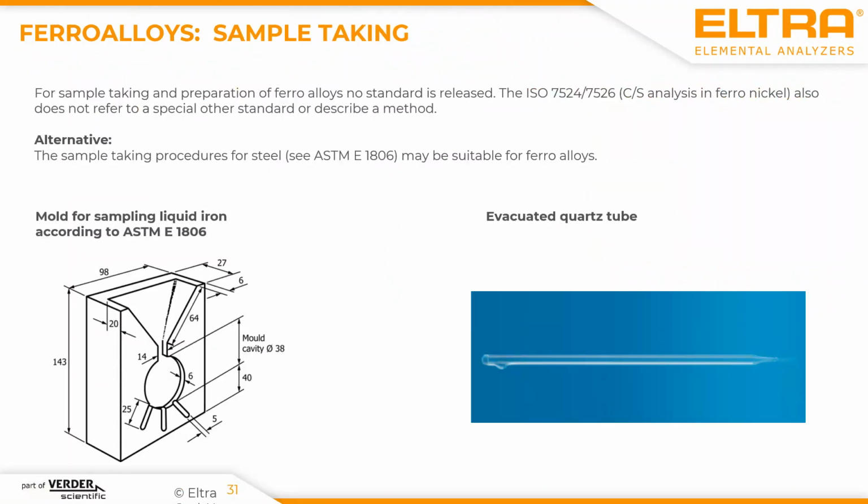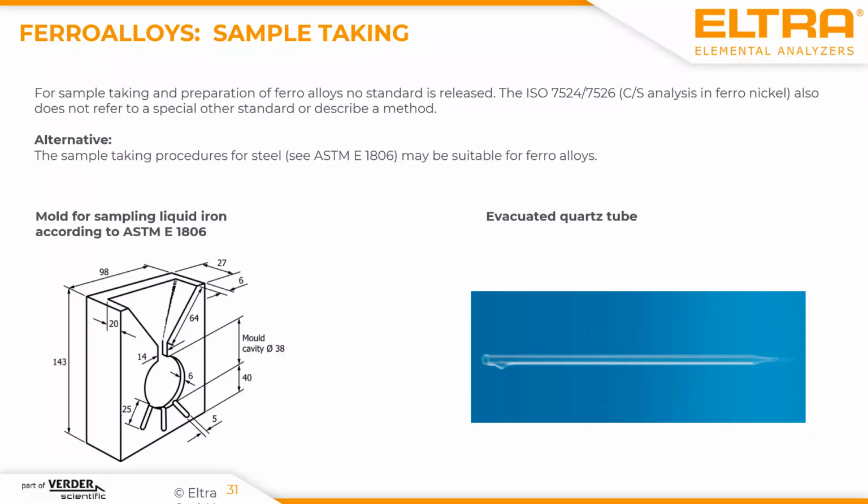Unfortunately, the sample taking process is not defined for ferroalloys in detail. I could recommend to have a look at the standard which is valid for steel samples. This is the ISO 7524 R7526. It's also the same as ASTM 1806. This does mean they use a special sampling unit for taking liquid iron, for example, to prepare the samples for a spectrometric measurement and also for gas analysis. Maybe this is also suitable for you to take samples from the ferroalloy.